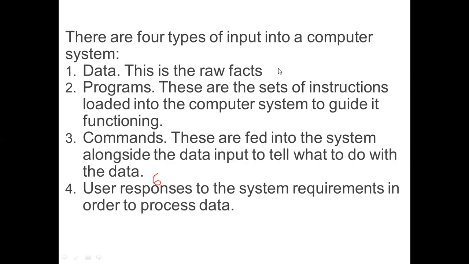There are four types of input into a computer system. Data, these are the raw facts. Programs, these are the sets of instructions loaded into the computer system to guide its function. Commands, these are fed into the system alongside the data input to tell it what to do with the data. User responses, these are responses to the system requirements in order to process data.